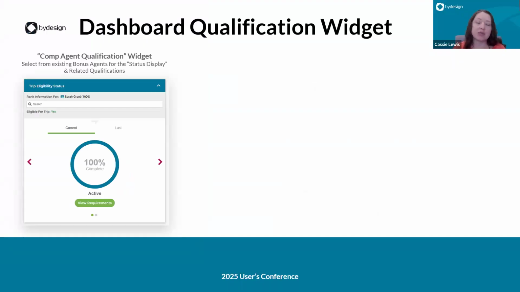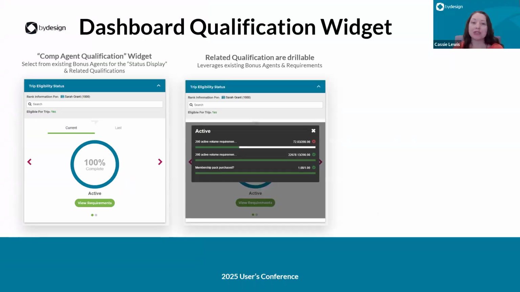So as I said, this widget is the most common one, and it allows you to drill down into the specific requirements. So as a rep, I can see what I need to get to that next rank. Now, the great thing about setting this up from your perspective is that it's going to automatically tie into your comp plan. So the rank requirements for each one of the ranks are going to automatically be populated, but you also have the ability to override those.